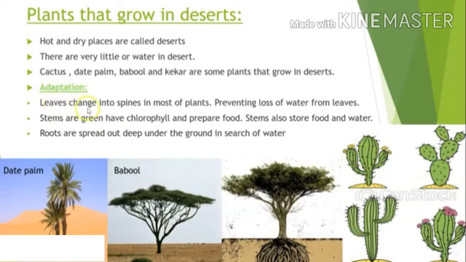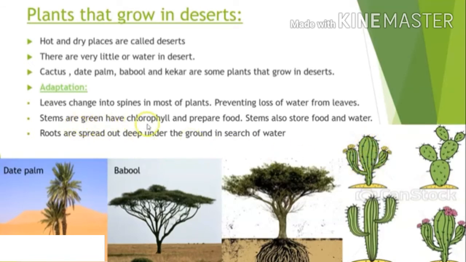Let's see. Leaves change into spines in most of these plants. Like these are different types of cactus plants. Some are having flowers also on them. So what they do is, their leaves get converted into spines, so that they can store a lot of water inside the stem.